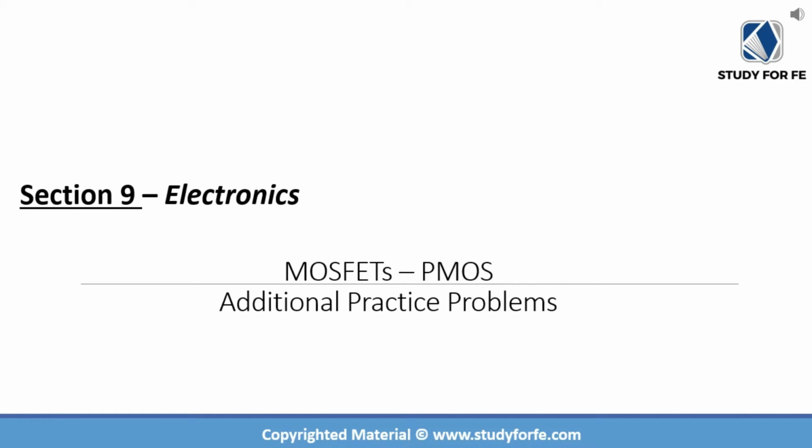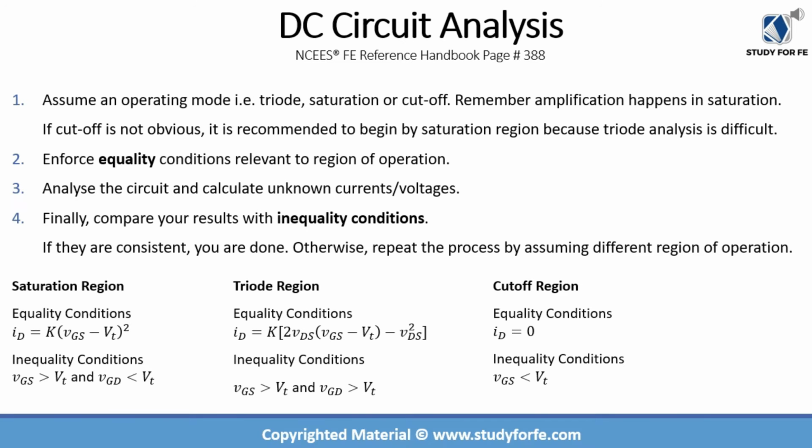Hello and welcome to this lecture on the topic of MOSFETs, in which we are going to go through additional practice problems related to PMOS. In the previous lecture, we went through DC circuit analysis steps for PMOS. Step number 1, very quickly, is to assume an operating state. If we can check that the PMOS is in cutoff, then we'll assume cutoff. Otherwise, we're going to assume saturation because triode is a difficult mode of operation to solve and do the circuit analysis. And if you're not in saturation, if you're not in cutoff, then obviously you're in triode.